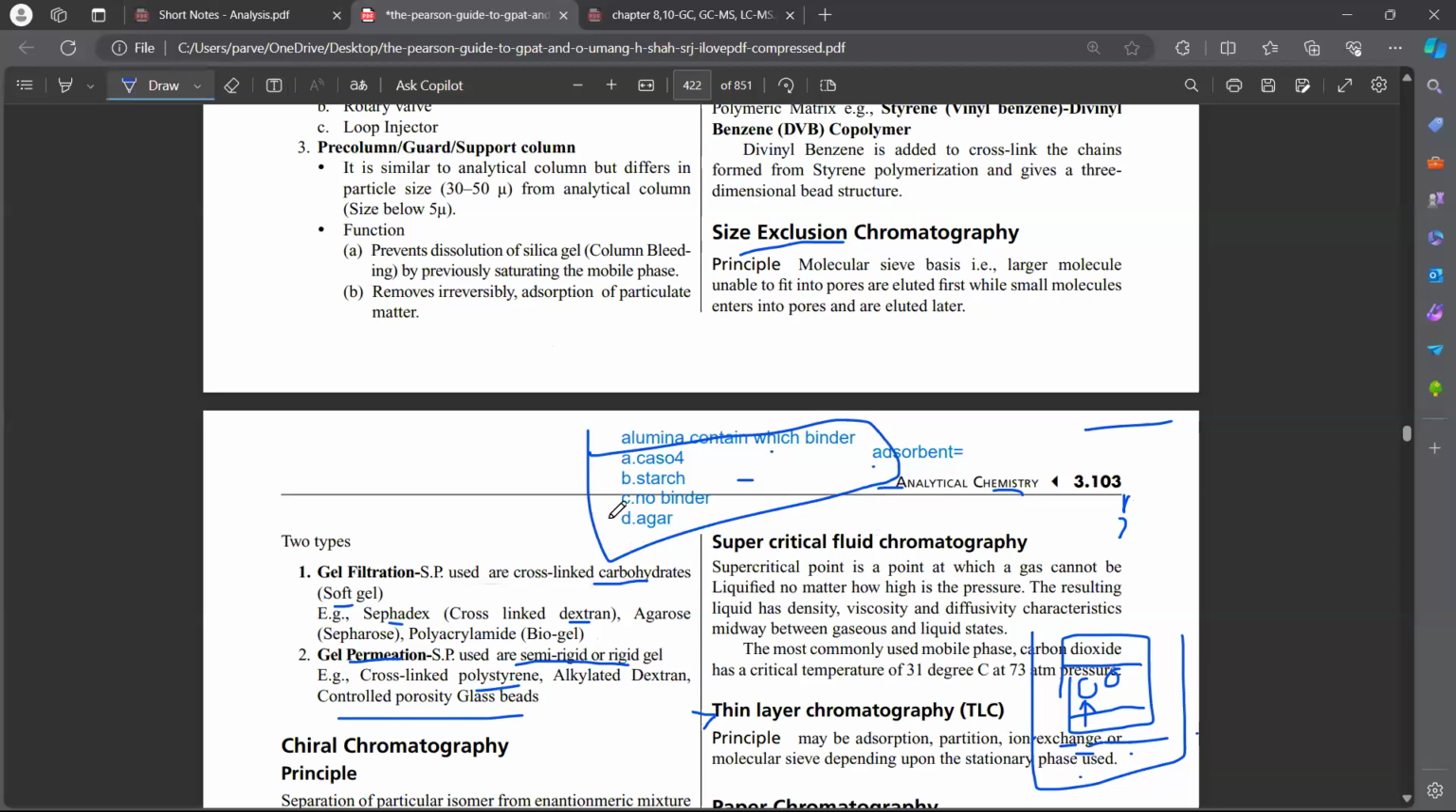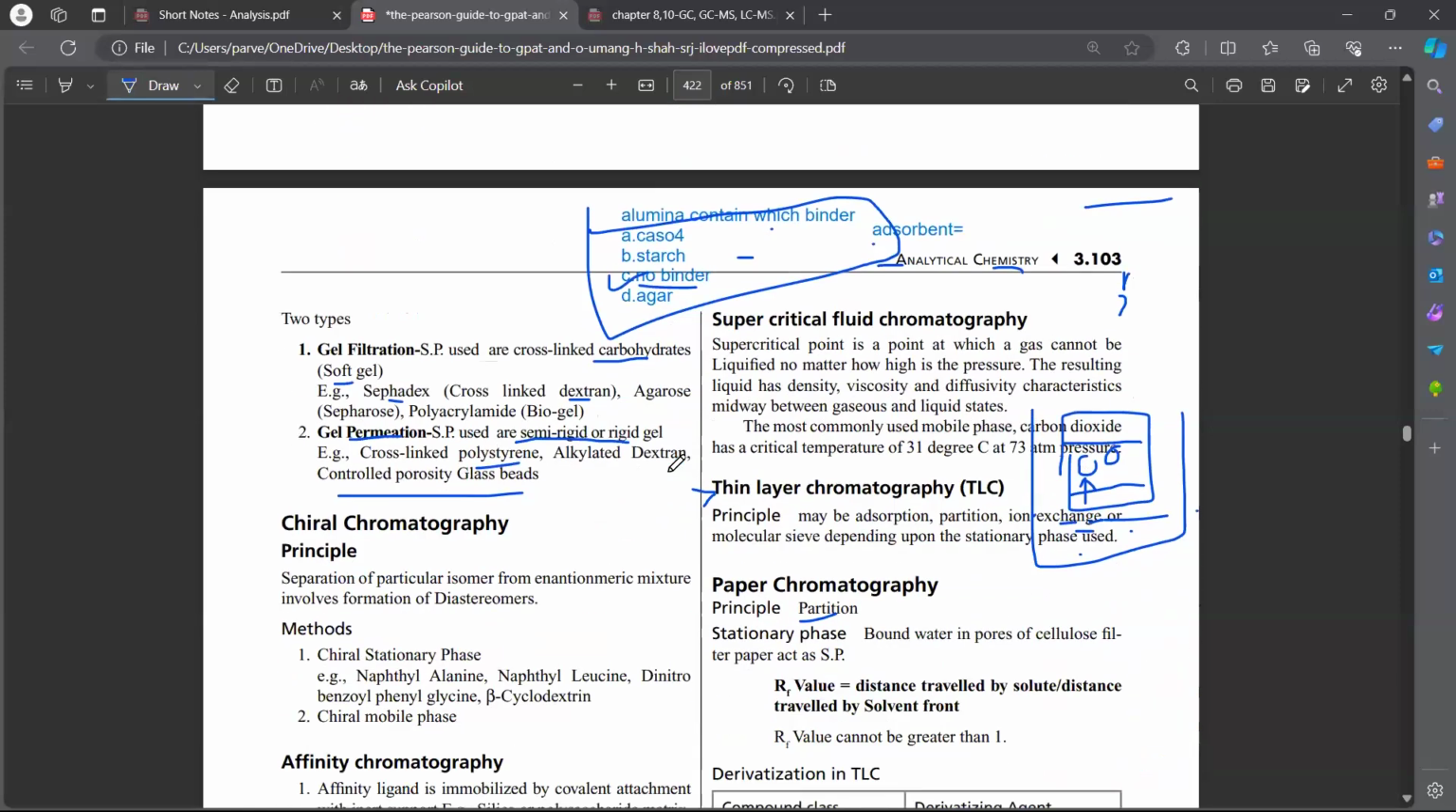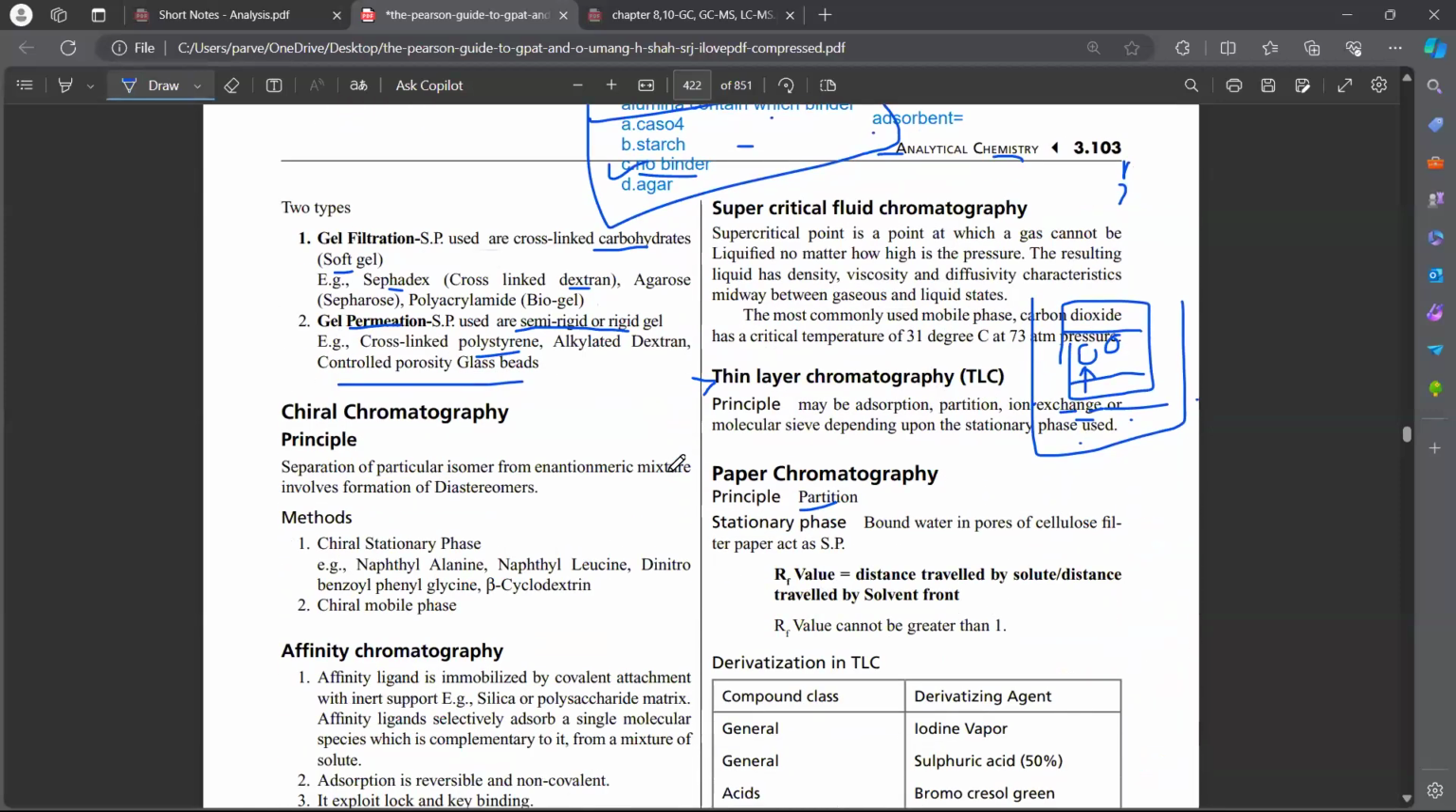It's not agar. Basically, the alumina itself has binding capacity. That's why no binder is used. The silica, due to lack of binding capacity, needs calcium sulfate, but alumina consists of no binder. So here you have to remember, guys. As I mentioned earlier, paper chromatography consists of bound water in the pores of the stationary phase.